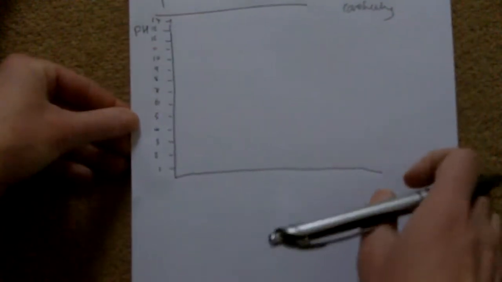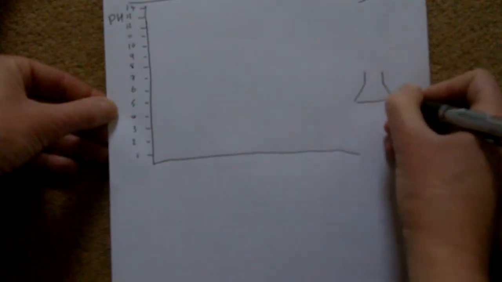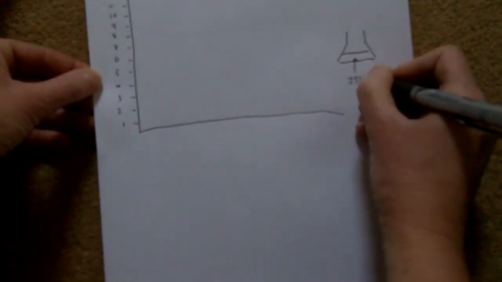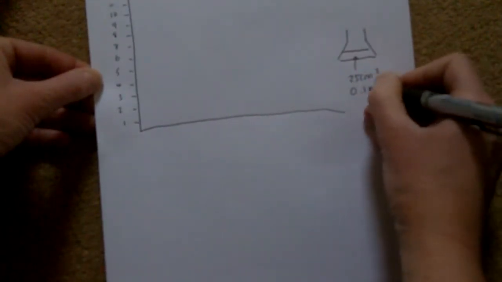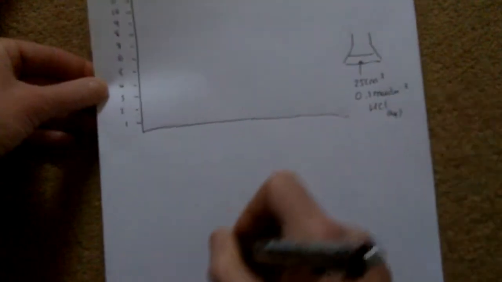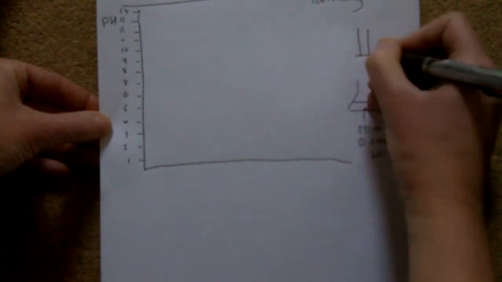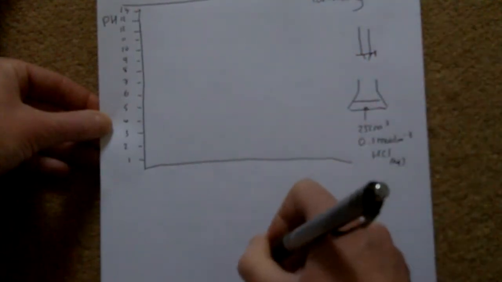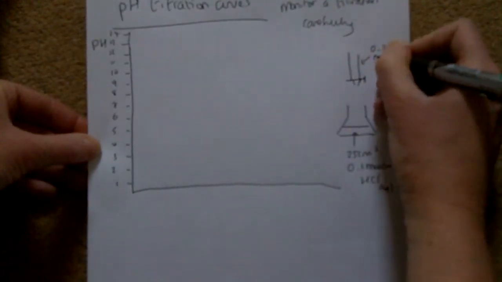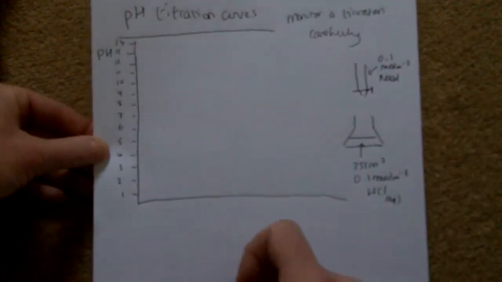Now when you're doing a titration, you've got your conical flask. Let's say you've got some acid in it. Let's pretend you've got 25 cm³ of 0.1 mol/dm³ hydrochloric acid in your conical flask. And then you've got your burette, and in your burette you have 0.1 mol/dm³ sodium hydroxide.